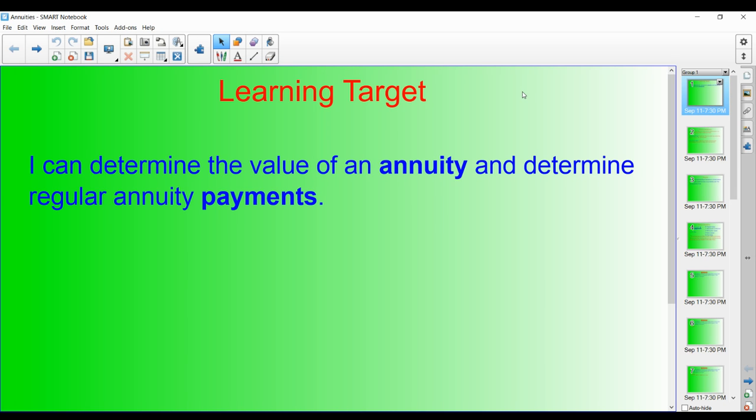Hi, everyone. Today we're going to learn about a topic called annuities. We're going to learn how to figure out how much money I have to put into an annuity in order to wind up with a future value, or if I put X amount of dollars in every month, how much money will I wind up with in the future if it gains a certain percentage of interest.